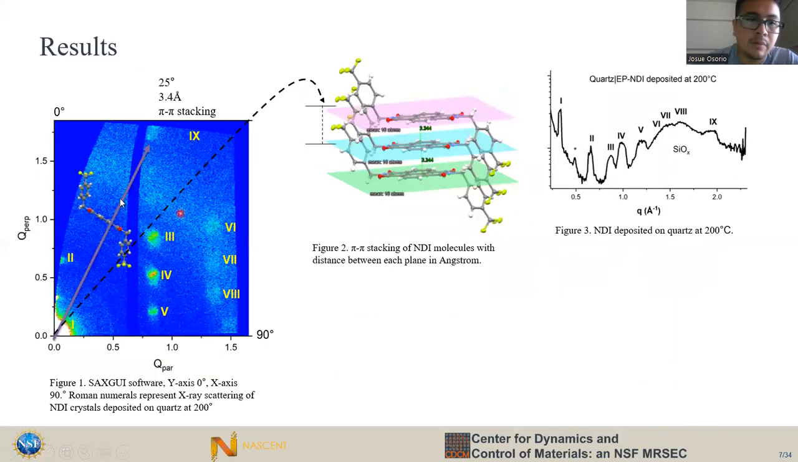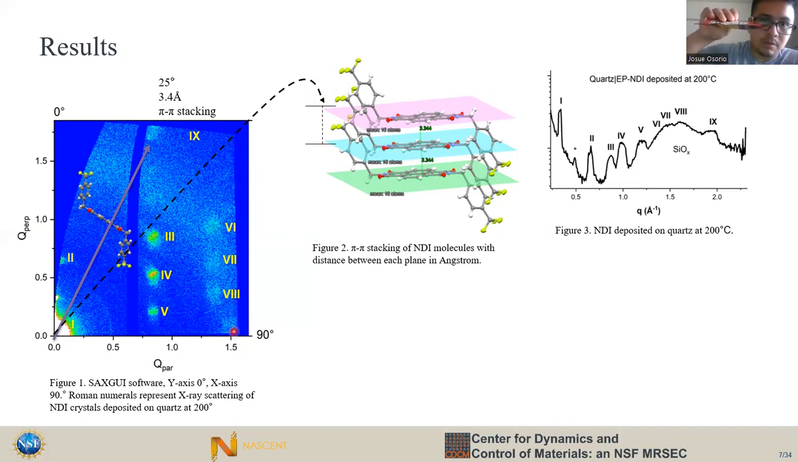Now, this is what the 2D image looks like. It looks a little bit busy, but I will explain this right now. So first, let's look at this. This is a perfect stacking of NDI molecules. The distance between each other is 3.3 angstrom. That's the unit of measurement we use. And now let's look at the image. From here to here, that's 0 to 90. So that is just going to tell us the orientation of the molecule.